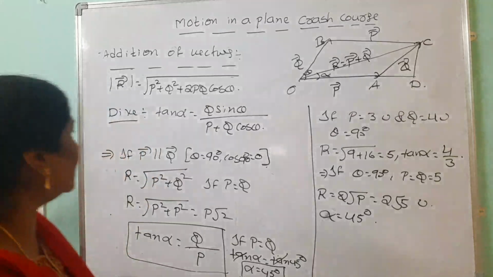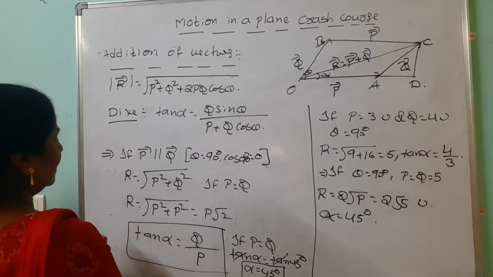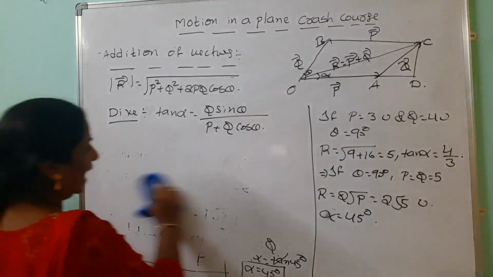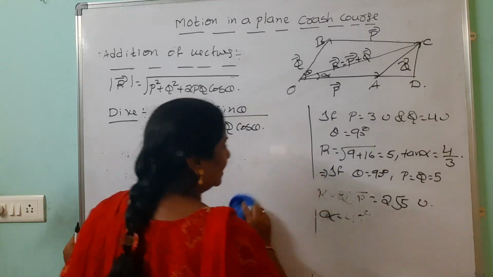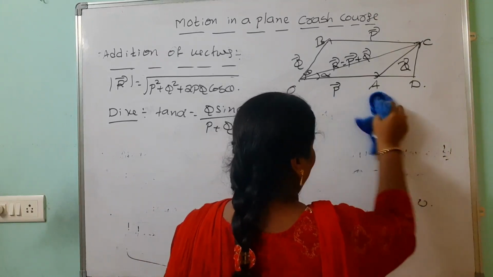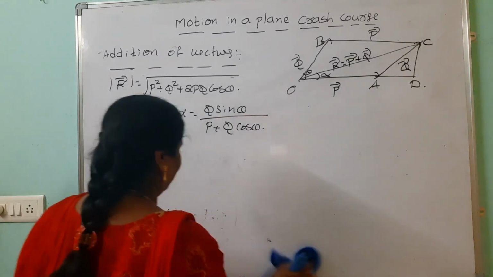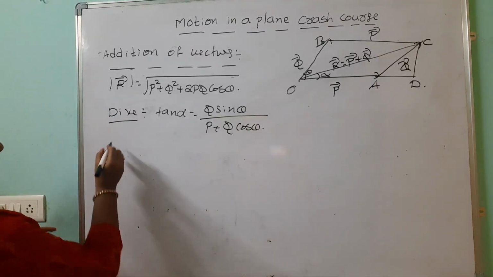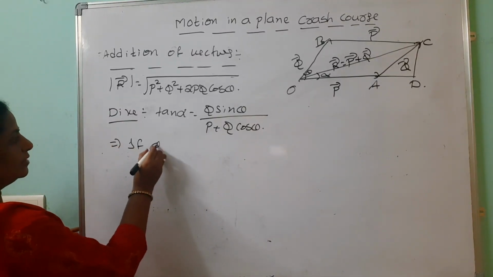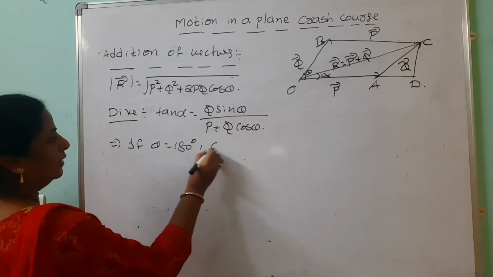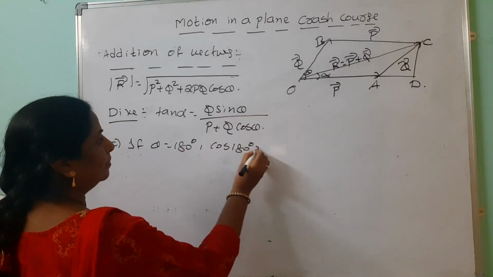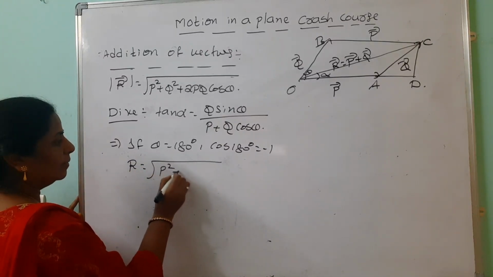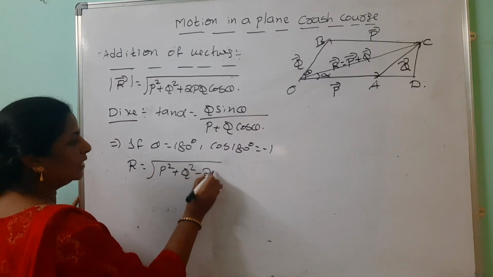Then our next application is if theta equals 180 degrees, both are anti-parallel to each other. How much is cos 180? Minus 1. Cos 180 equals minus 1. So here you should get it. See, theta is 180 degrees and you know that cos 180 equals minus 1. Then r equals under root p square plus q square minus 2pq, you are getting.